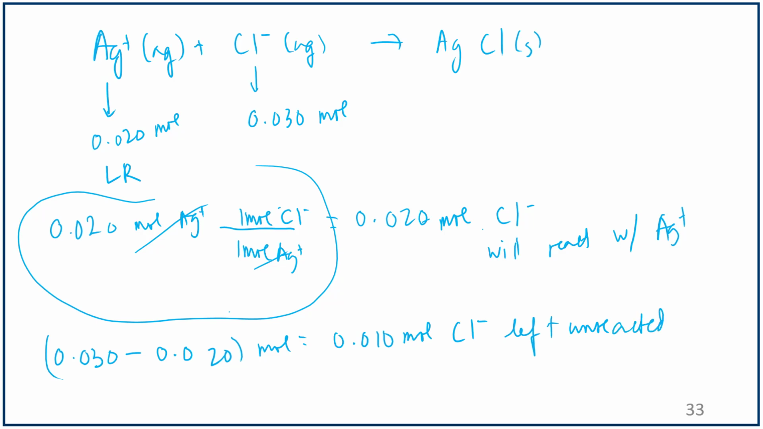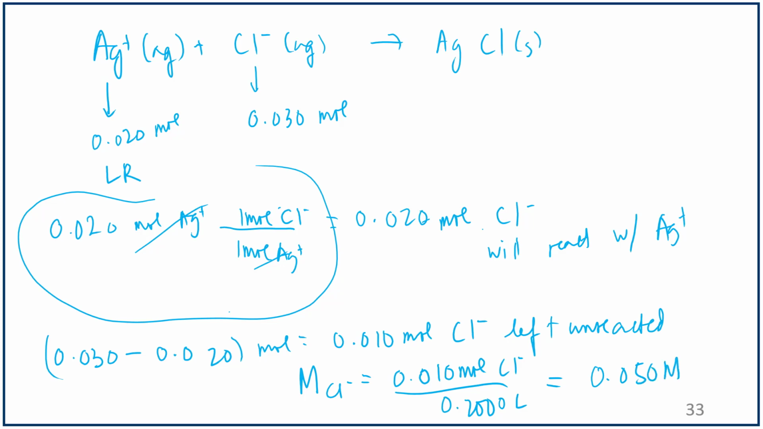And then to solve for concentration, you just again divide this value by the total volume of the new solution. So the molarity of chloride ions is equal to 0.010 moles of chloride divided by 0.2000 liters, and that will give you this time 0.050 molar of, again, unreacted chloride ions. All right.